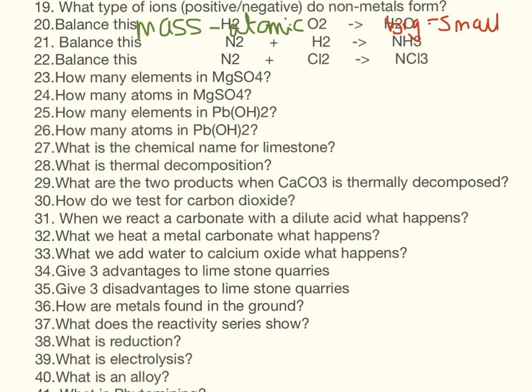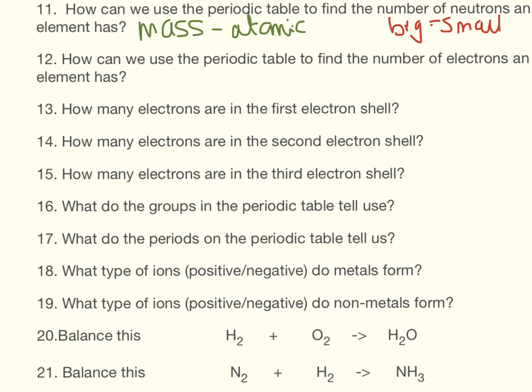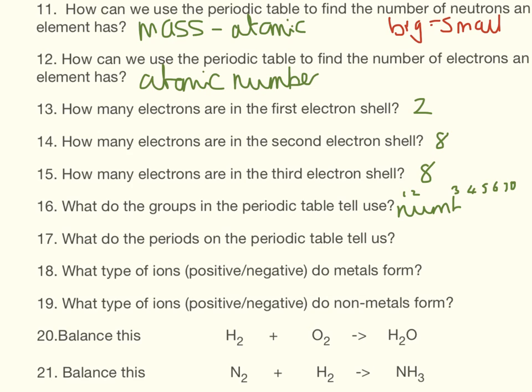The number of electrons is also the atomic number. In the first electron shell there are 2 electrons, in the second there are 8, in the third there are 8. The groups in the periodic table, these are the ones that go across like this, tell us the number of electrons in the outer shell. The periods, they go down like this, tell us the number of shells.